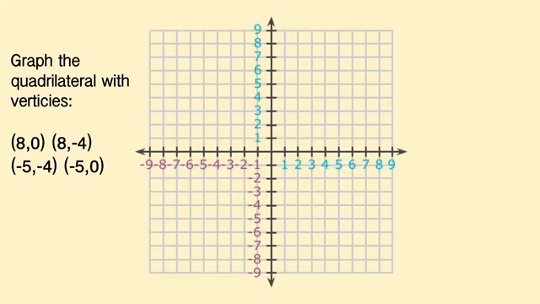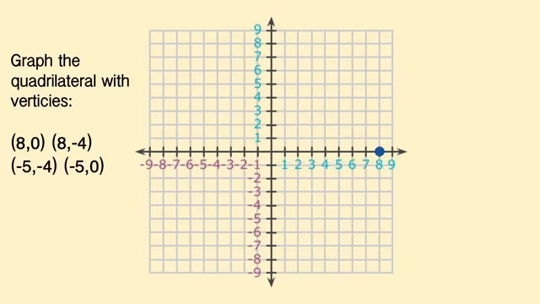For our next example, we have 4 coordinate points: (8, 0), (8, -4), (-5, -4), and (-5, 0). This time, since we have 4 points, we will be graphing a quadrilateral. As always, we will start at the origin and look for our first coordinate point, (8, 0). Our positive 8 x value tells us to go right on the x-axis 8 spaces. Notice, however, that our y value is 0. This means from where we left off, we don't move up or down. We simply place our point on the x-axis like this.